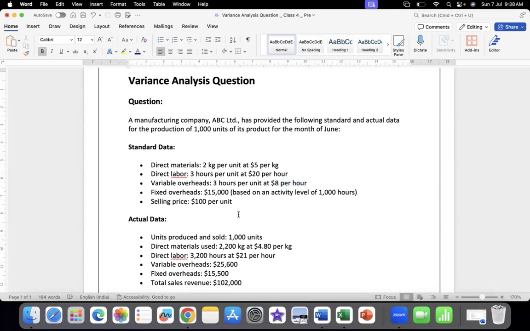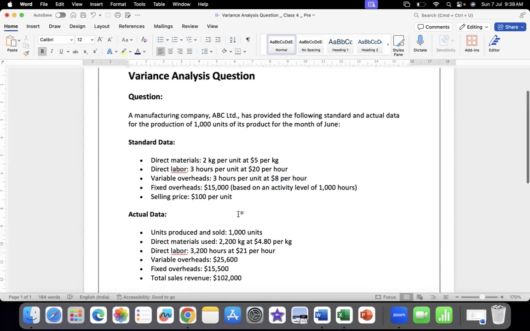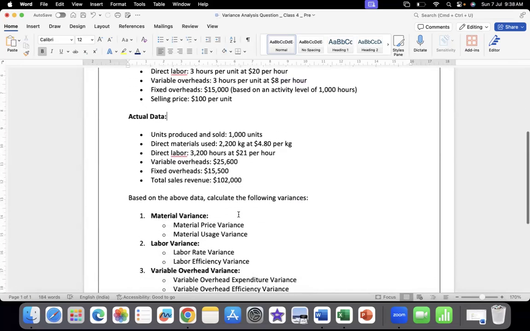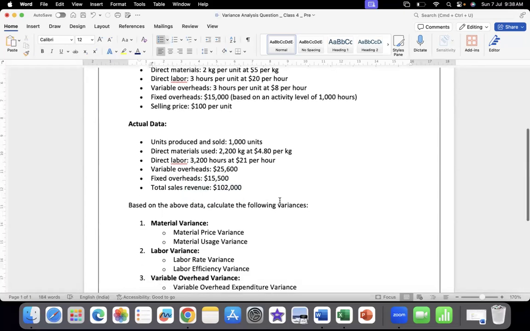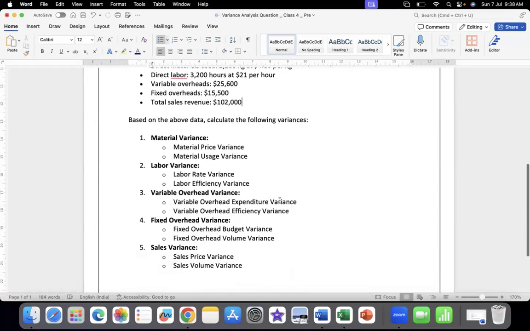Then we have selling price, which is $100 per unit. Then we have actual data as well: units produced and sold are 1,000, direct material used is 2,200 kgs at the rate of $4.80, and direct labor is 3,200 hours at $21 per hour. For variable overheads, we directly have the actual data. Fixed overheads, we have the actual data. Total sales revenue, we have the actual figures. And it just tells you to calculate all the variances.